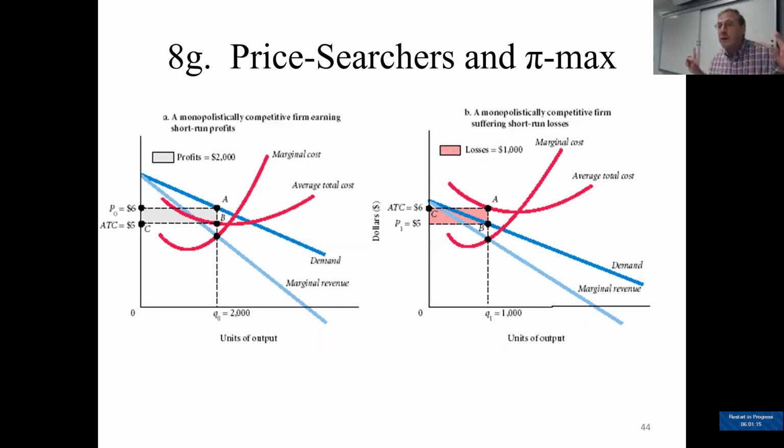Price times quantity is what, sorry? Revenue. So your revenue is going to be this rectangle, price times quantity. What is your total cost? Well, that's quantity times average total cost.